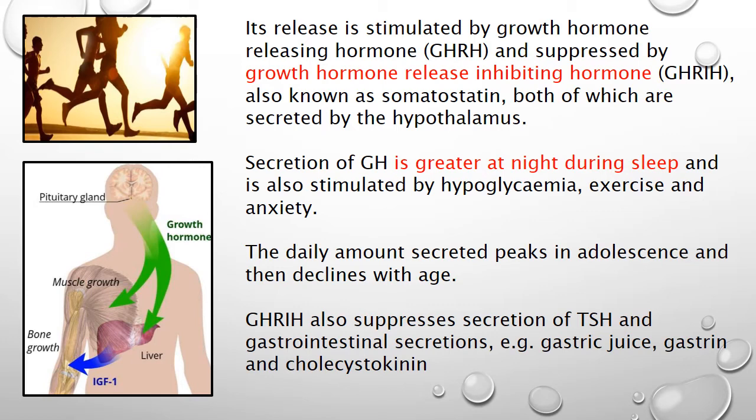GHRIH also suppresses secretion of the thyroid stimulating hormone and GI secretion, for example gastric juice, gastrin and cholecystokinin. So these are the other functions.